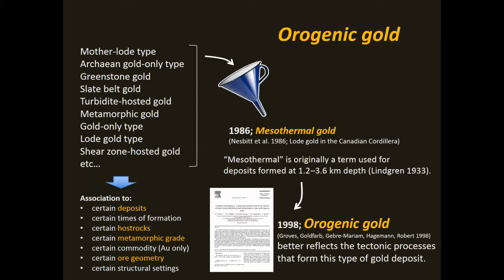So in the late 90s, David Groves and co-workers coined the word orogenic gold, which they thought would better reflect the orogenic processes that shape and form these gold deposits. So that's where the orogenic gold name stems from.